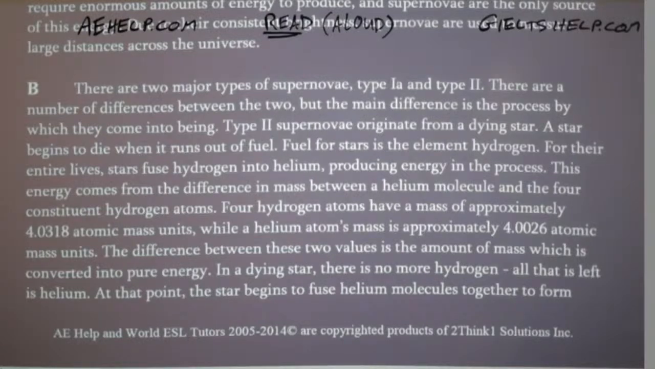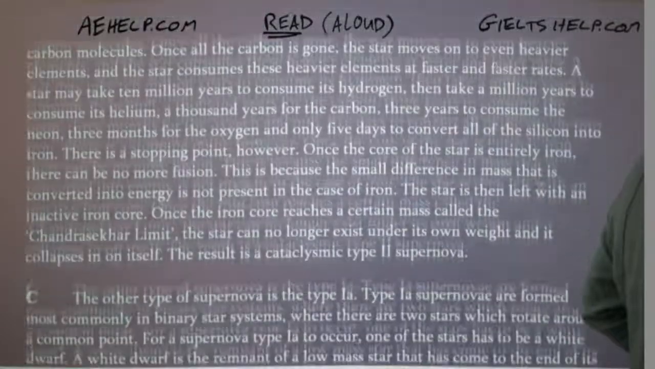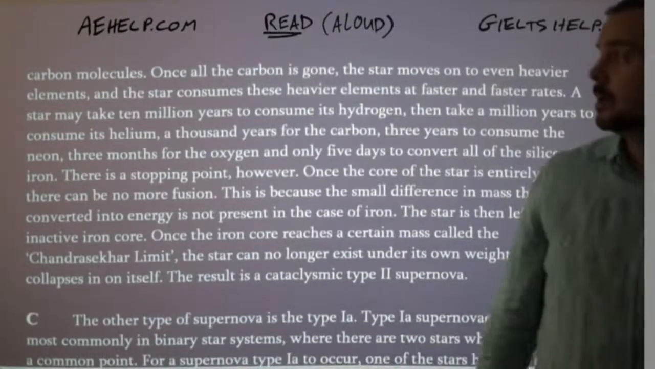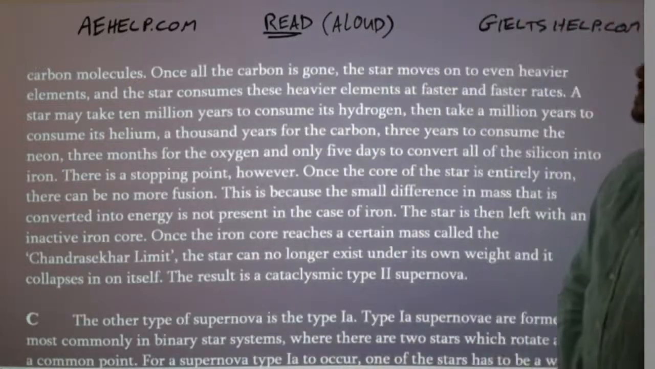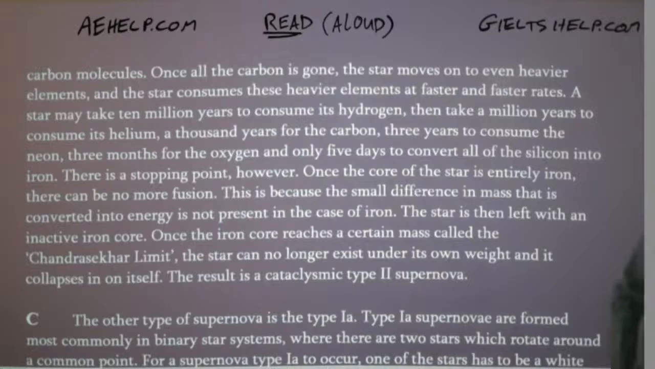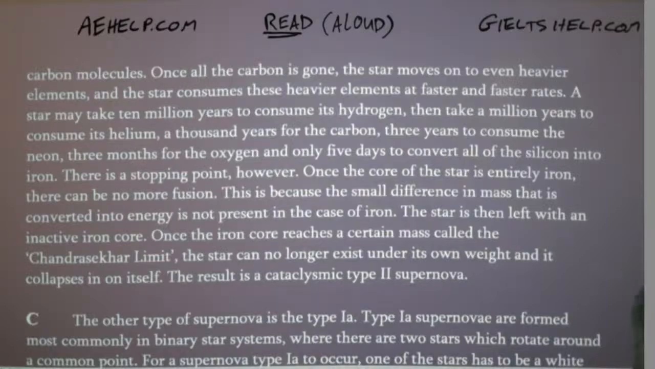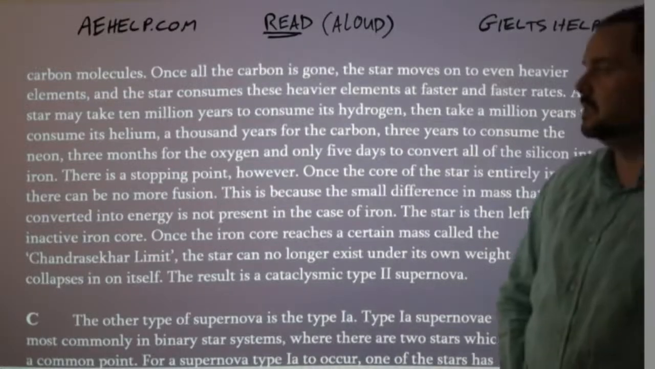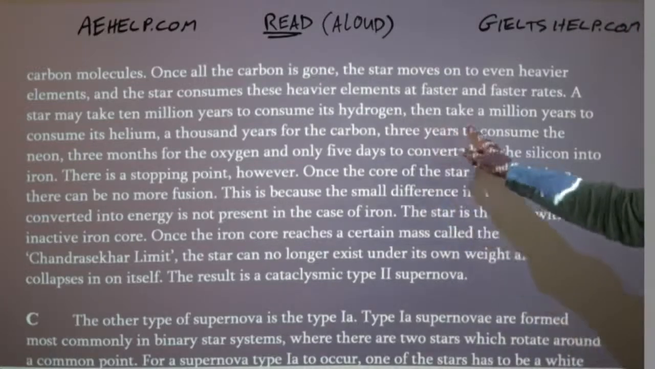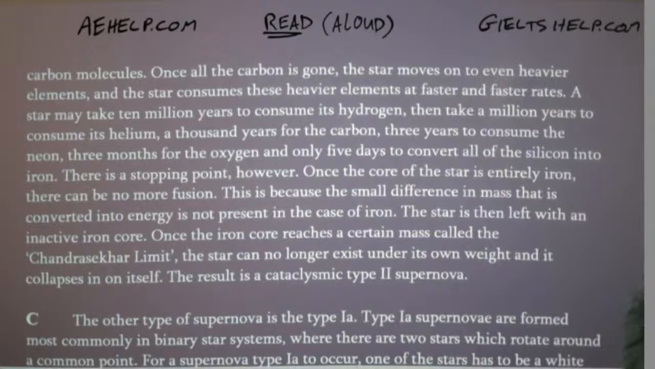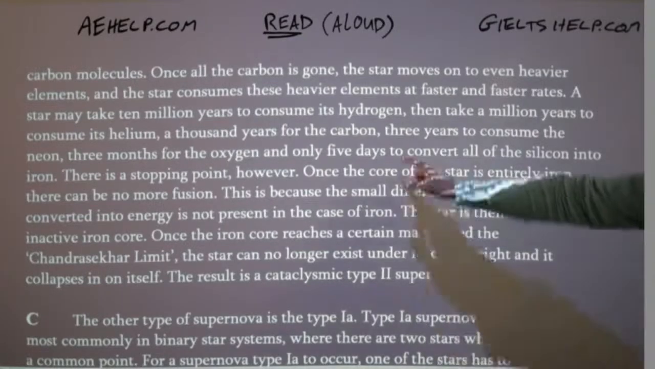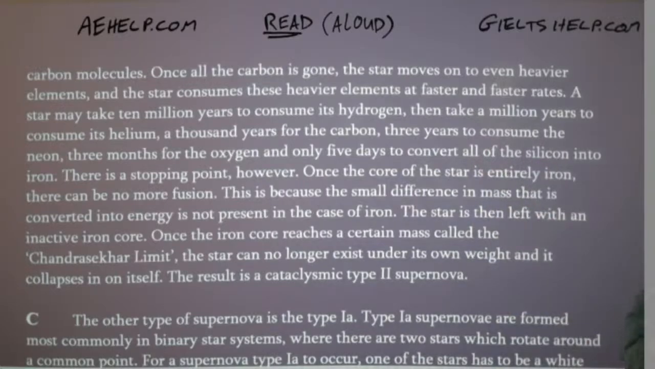At that point, the star begins to fuse helium molecules together to form carbon molecules. Once all the carbon is gone, the star moves on to even heavier elements, and the star consumes these heavier elements at faster and faster rates. A star may take 10 million years to consume its hydrogen, then take 1,000,000 years to consume its helium, 1,000 years for the carbon, 3 years to consume the neon, 3 months for the oxygen, and only 5 days to convert all of the silicon into iron.